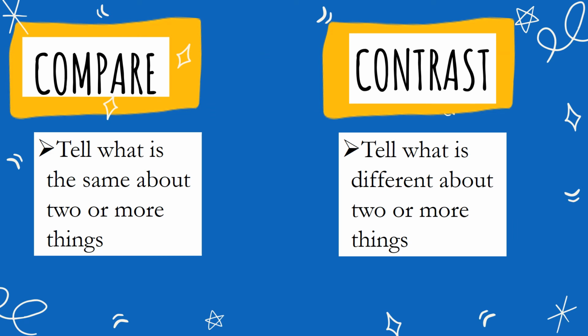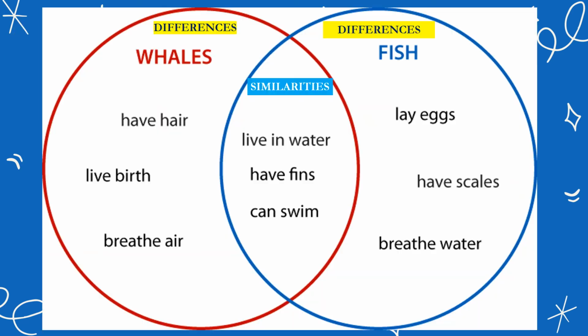When we compare, it tells what is the same about two or more things. And contrast tells what is different about two or more things. Take a look at this example. We have the differences of the whales and the fish, and their similarities, written using a Venn diagram. Their similarities: they both live in water, have fins, and can swim.